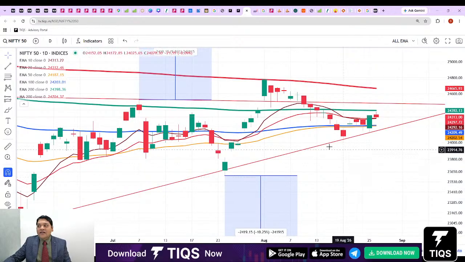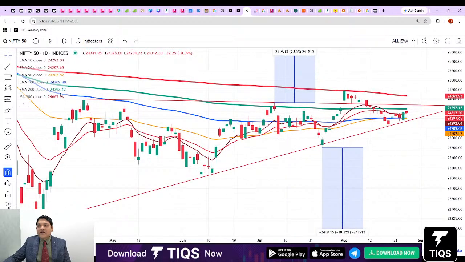Again, now we are going one step further and analyzing the structure of the market. So this line connected with this, it has given a false breakout but took a resistance near the 200 day SMA and then again went into the structure.